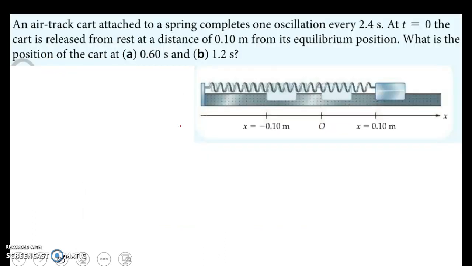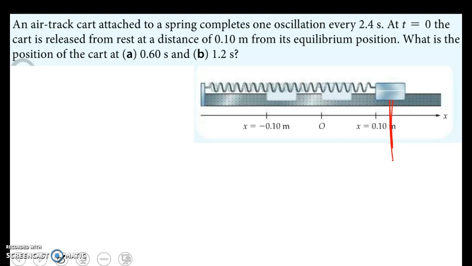So we have an air track cart. That just means it's no friction. Attached to a spring, oscillates one oscillation every 2.4 seconds. At time equals 0, the cart is here, released from 0.1 meters. And what is the position at 0.6 seconds and 1.2?